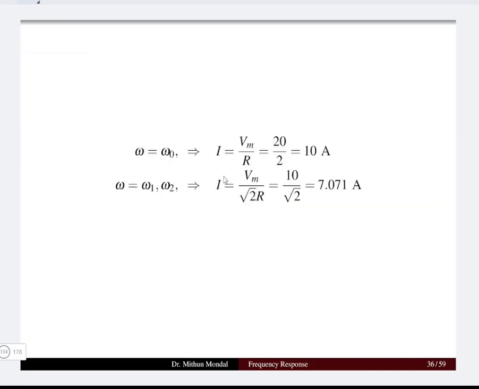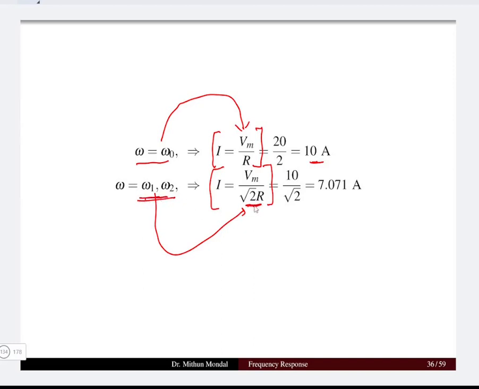The final thing is to determine the current flowing in the network at the resonant frequency and the half power frequency. At the resonant frequency, the current is maximum, I equal to Vm by R, which gives 10 ampere. At the half power frequency, the current is Vm by root 2 R, because the power will be half, so the current is divided by under root 2. The impedance of the network is then root 2 R. Here we get 7.071 ampere as the current flowing at the half power frequency, and 10 ampere as the current flowing at the resonant frequency.